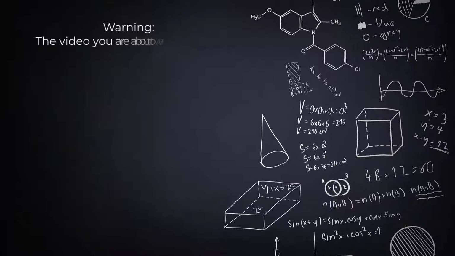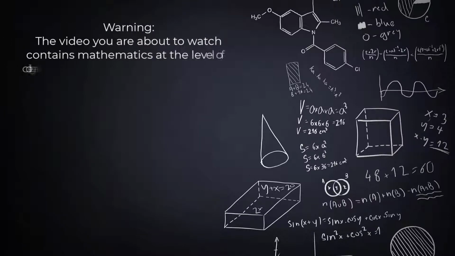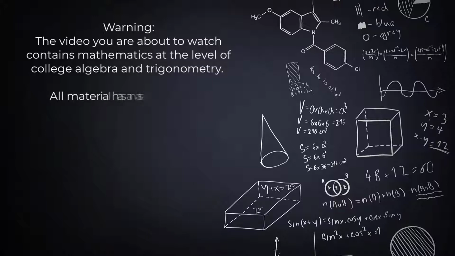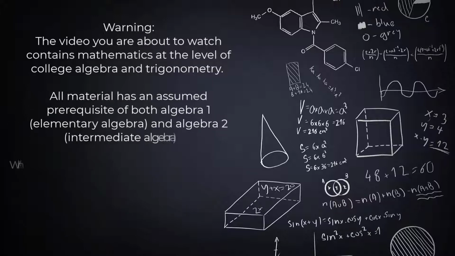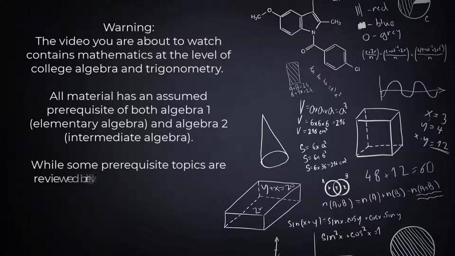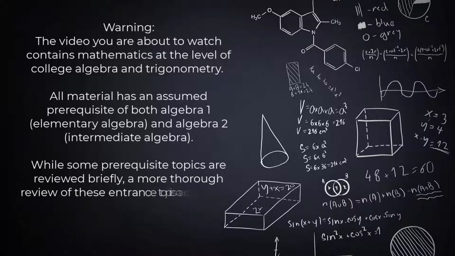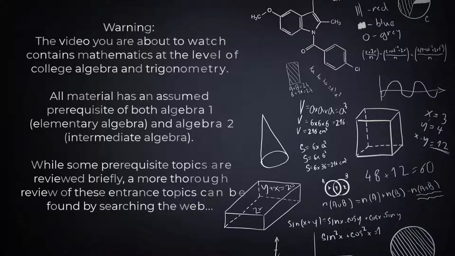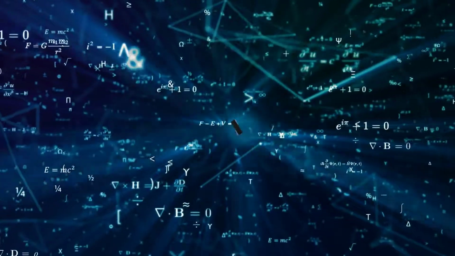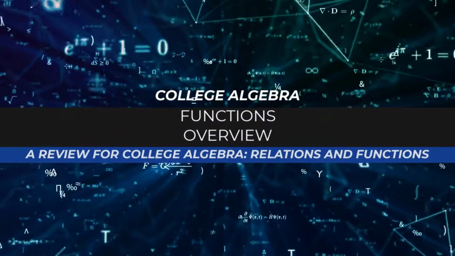Warning: the video you're about to watch contains mathematics at the level of college algebra and trigonometry. All material has an assumed prerequisite of both Algebra 1, which is elementary algebra, and Algebra 2, which is intermediate algebra. While some prerequisite topics are reviewed briefly, a more thorough review of these entrance topics can be found by searching the web.